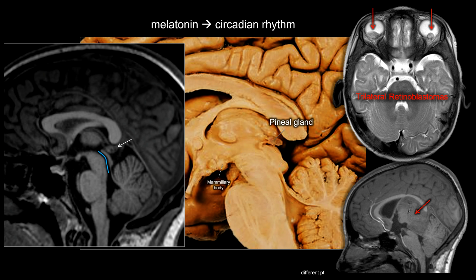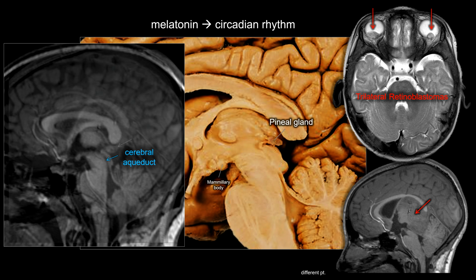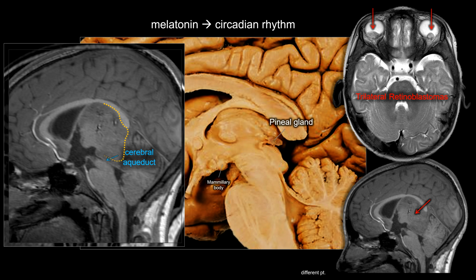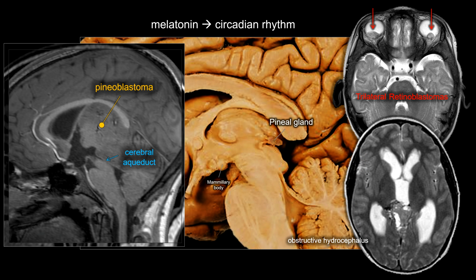Also, because of the delicate relationship, or the proximity, between the pineal gland, the tectal plate, and the cerebral aqueduct, it's not surprising that when you have a large pineal mass, often the first place that tends to obstruct is the cerebral aqueduct. So the patient will present with symptoms of obstructive hydrocephalus, such as in this case.